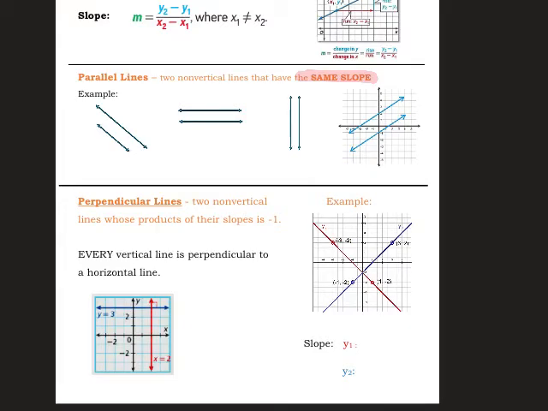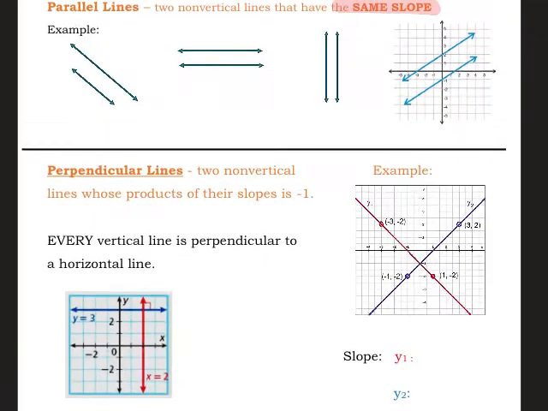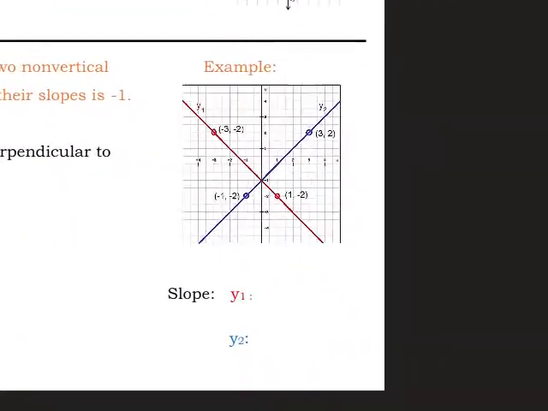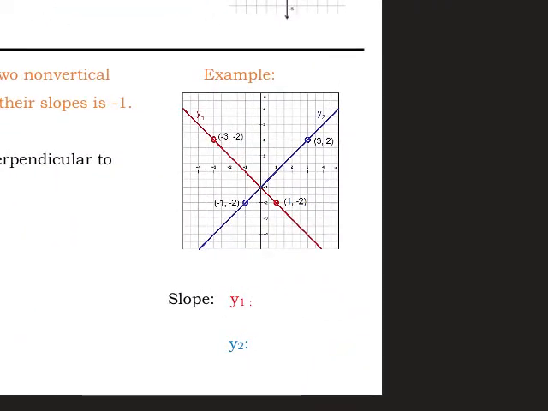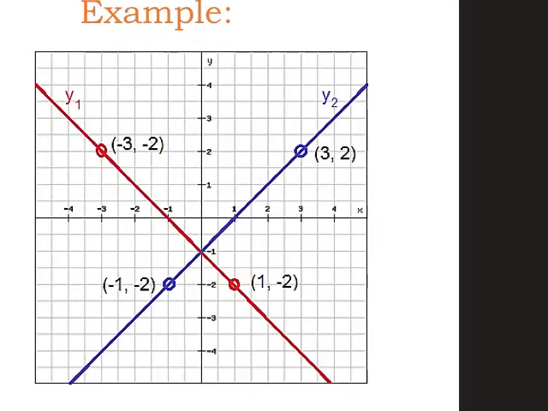So let me give you some examples on the perpendicular ones. Let's look at this one. So let's do our rise and run for line y1, which is this red one right here. All right, so I'm going to go up and over. So let's count up and over how many we're going. We're going to go up, and then we're going to go over. All right, so we went up 1, 2, 3, 4, 5, 6, 7, 8.